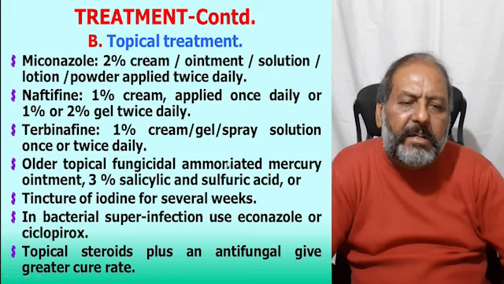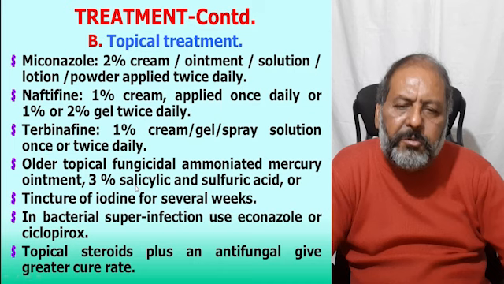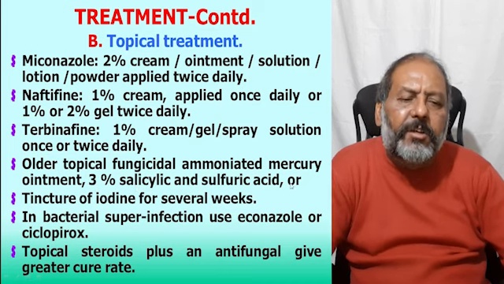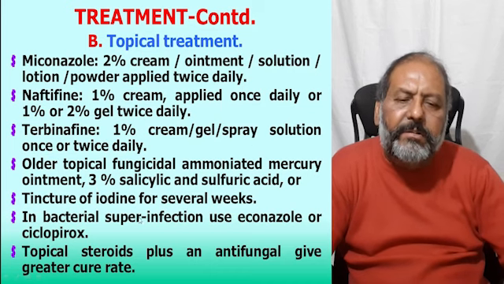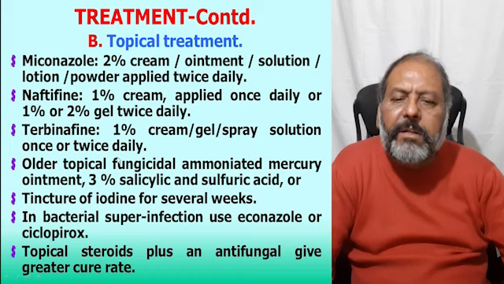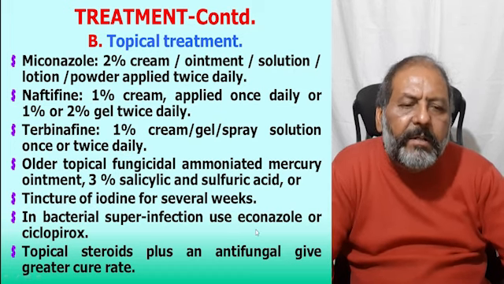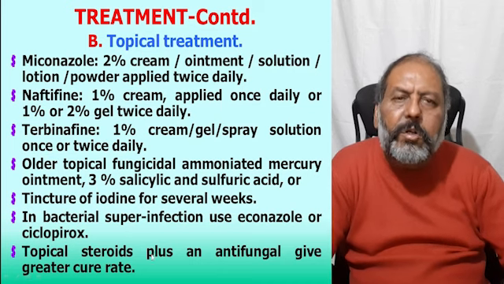Older topical fungicidal ammoniated mercury ointment was used in the past. 3% salicylic acid and sulfur was also used in the past. Tincture of iodine for several weeks was also used in the past. But in bacterial superinfection, one can use preferably isoconazole or ciclopirox.